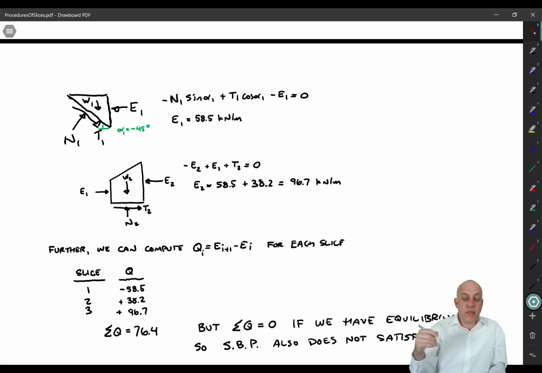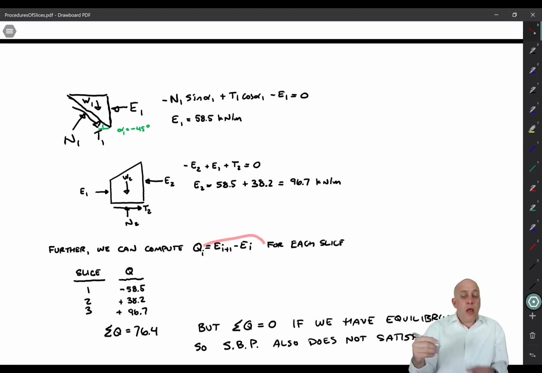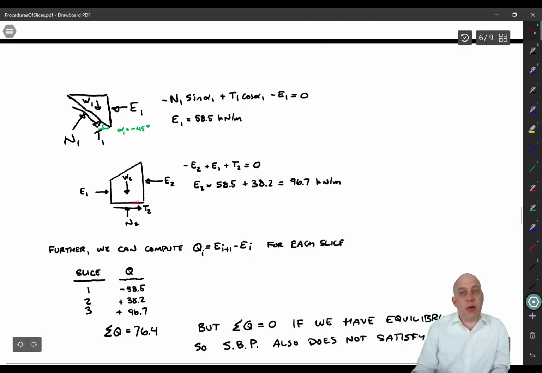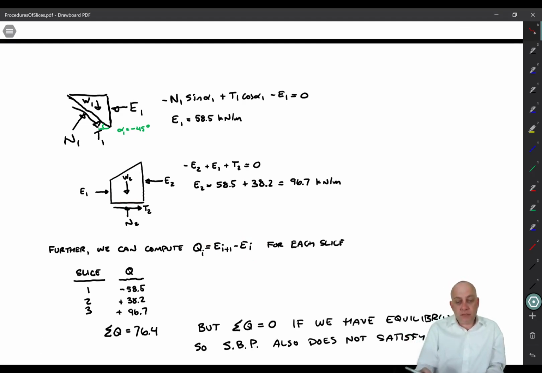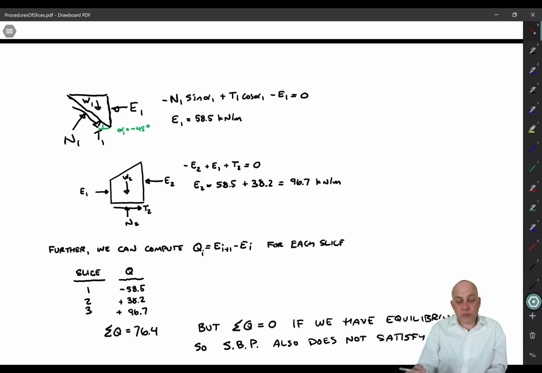And so what you'll find is that if you represent the difference as a resultant Q, that resultant has to act through the bottom of the slice as well. In this case, E2 is bigger than E1, so we would actually have the case that E1 is acting at a higher position than E2 in order to produce 0 moment about the base.